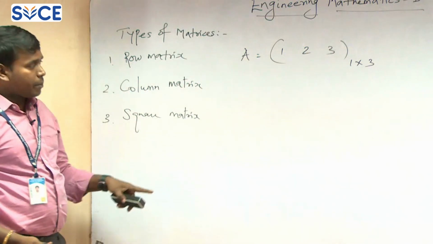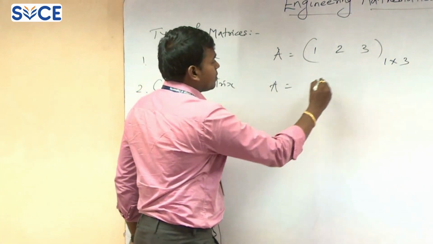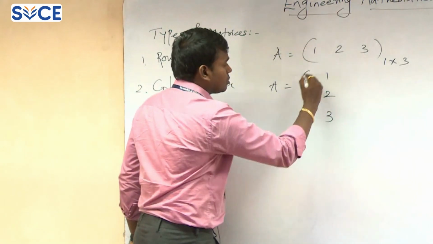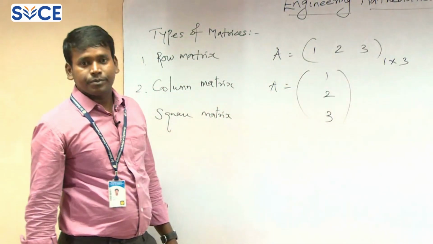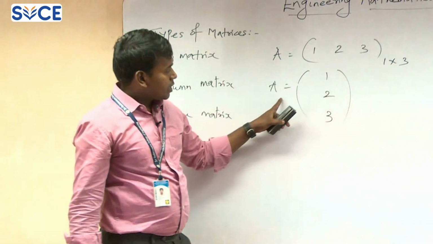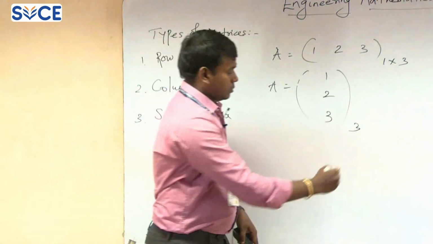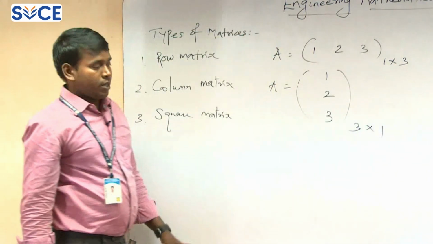Second one, column matrix. A matrix having a single column. So for example, the same elements 1, 2, 3 in a vertical line. This is horizontal, this is vertical. So the order of the matrix here is 3 rows, 1 column.